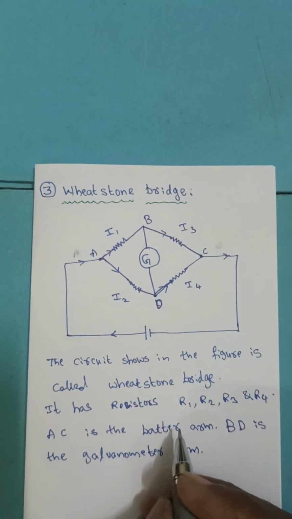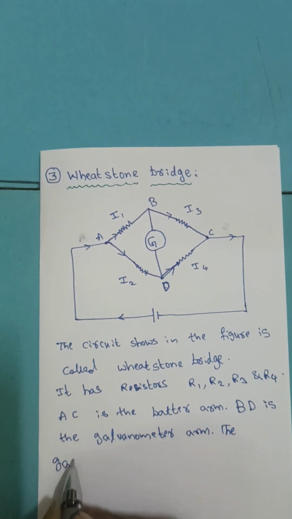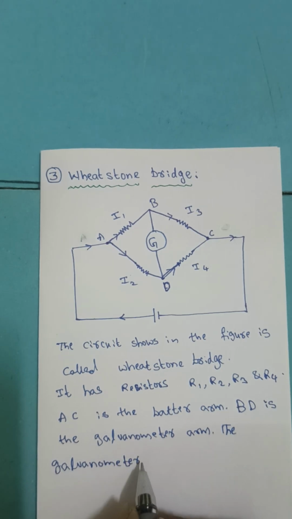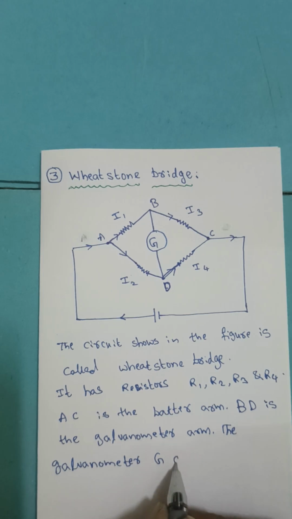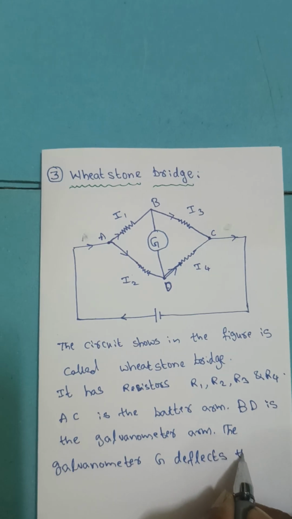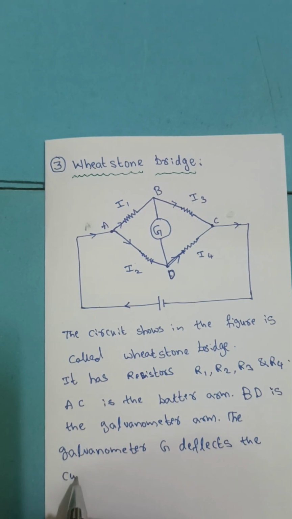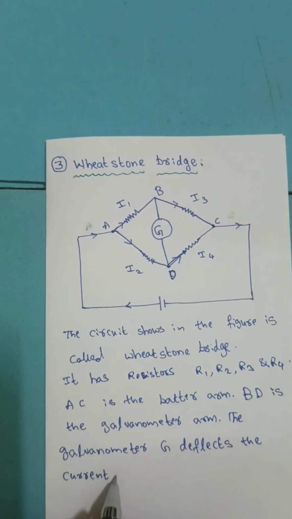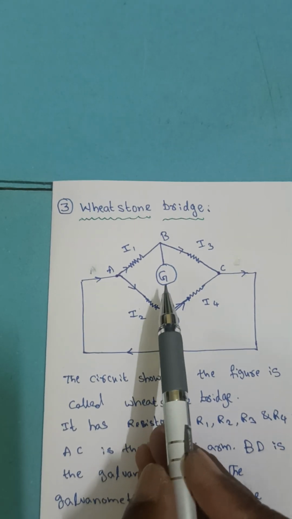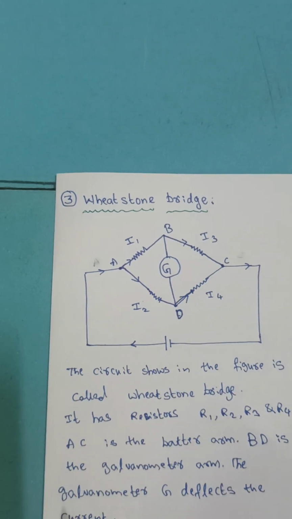The galvanometer G detects the current. So when the current is flowing, the galvanometer G needle is deflecting, means moving.